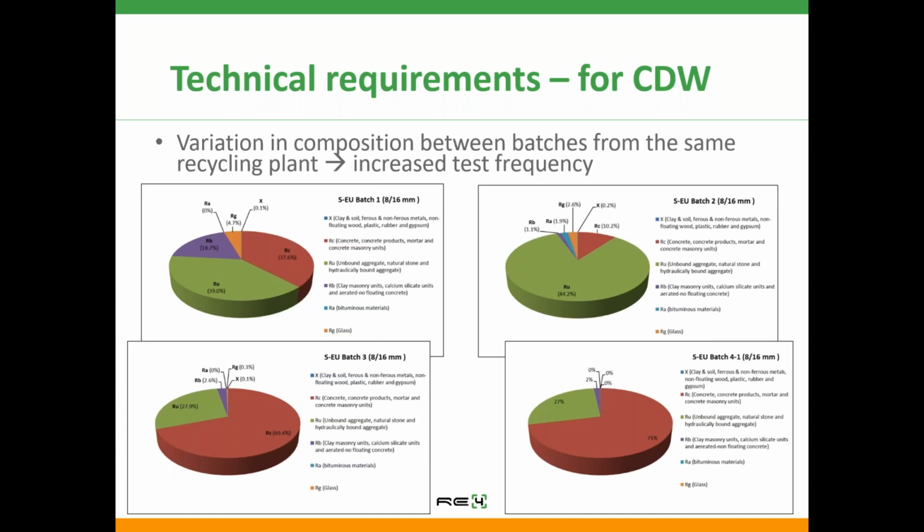Another difference when using CDW is that you can have quite a wide variation, even from the same recycling plant. And therefore, in general, there is increased test frequency stated in the standard. But it's also based on that if you can show by these repeated tests that there is a smaller variation, you can also, of course, go down in test frequency.